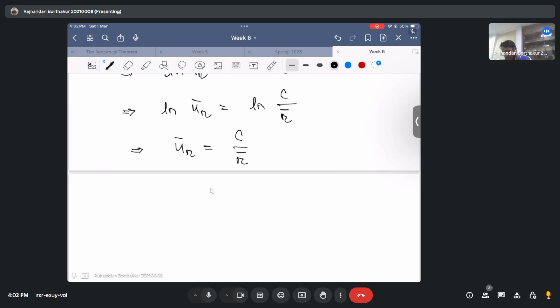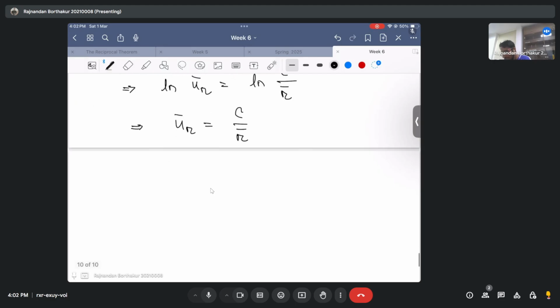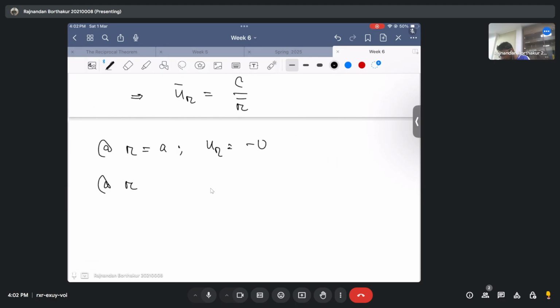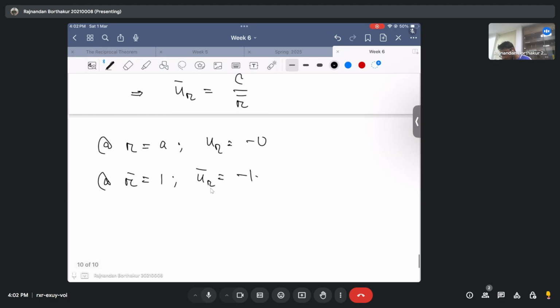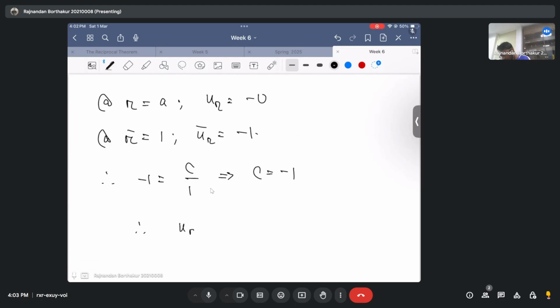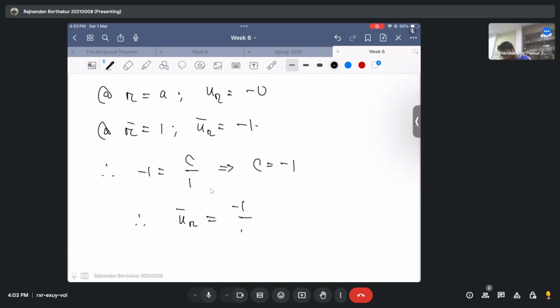So let's now use the boundary conditions to basically get a profile for u r bar, because the c needs to be evaluated. So what we have is that at r equals a, we have u r equal to minus u. So if I write it in non-dimensional form, I have at r bar equals 1, u r bar equal to minus 1. And then if I just use it, I will get minus 1 equal to c by 1, which means my c just comes out to be equal to minus 1. So this means that the velocity profile for u r bar in non-dimensional sense is just minus 1 by r bar. That's my non-dimensional u r component of velocity.